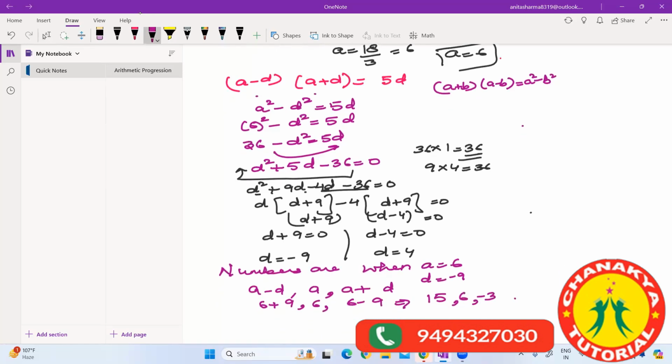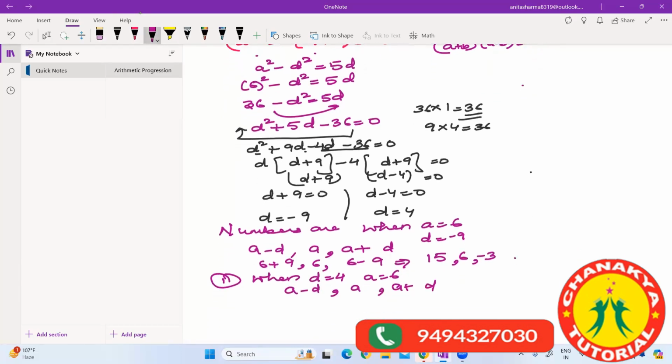Now second case, when D is equal to 4 and A is equal to 6. Then again the numbers are A minus D, A, A plus D. So 6 minus 4, 6, then 6 plus 4. Then your numbers are 2, 6 and 10. Understood, children? Grade 10, all have understood? Yes, ma'am. Okay, beta.